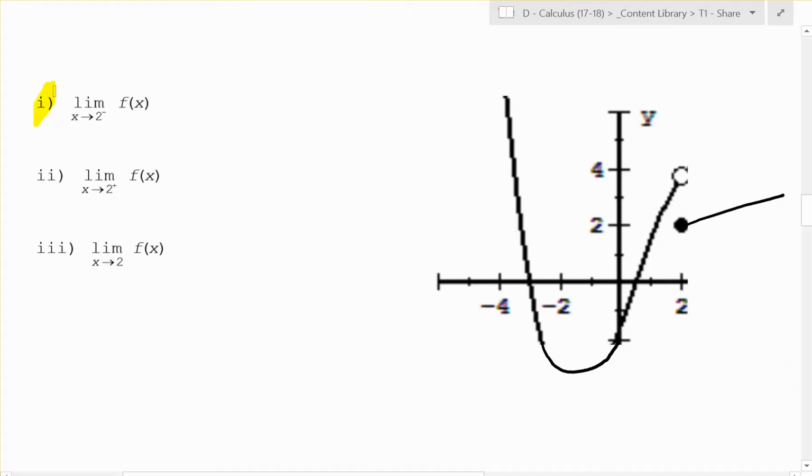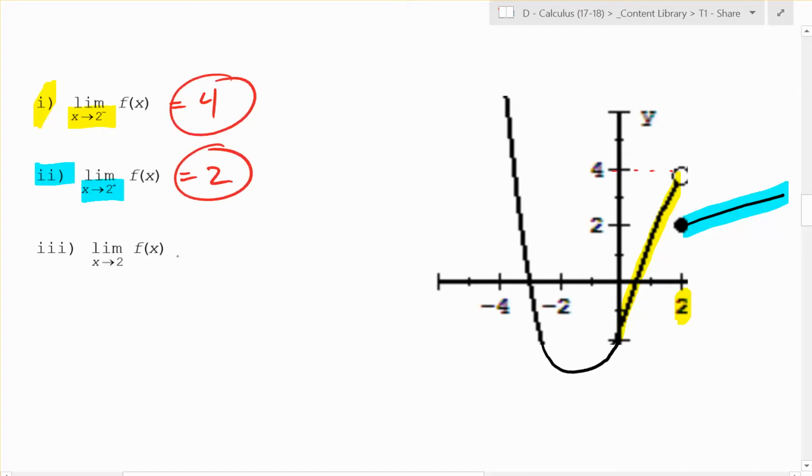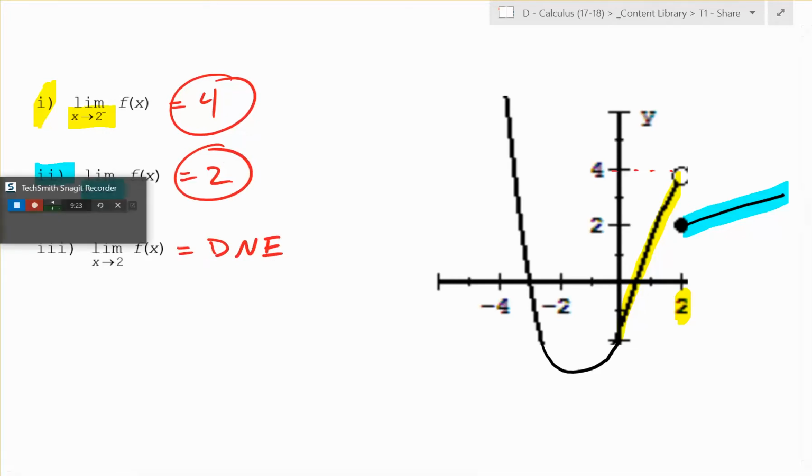So let's take a look at this first one. As you approach 2 from the left, so 2 is right there, as you're approaching 2 from the left here, it looks like it's infinitely close to 4. That's 2 from the left. What about 2 from the right? 2 from the right gets infinitely close to 2. This is the left-hand limit, that's the right-hand limit. They are different, so this one does not exist. And you can say D and E, that's totally fine.